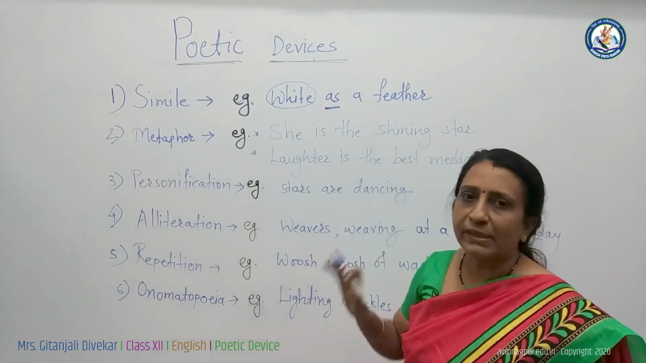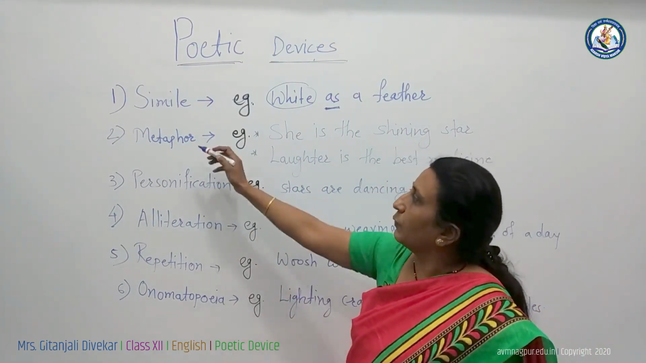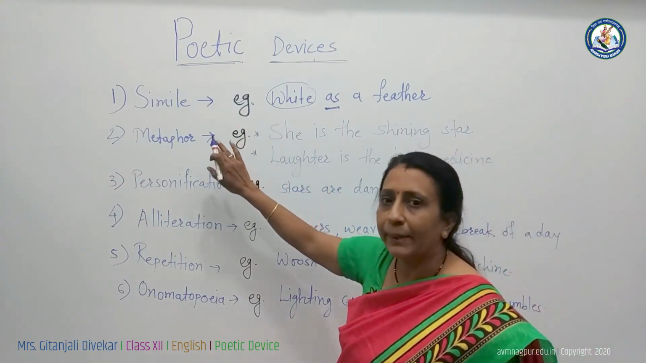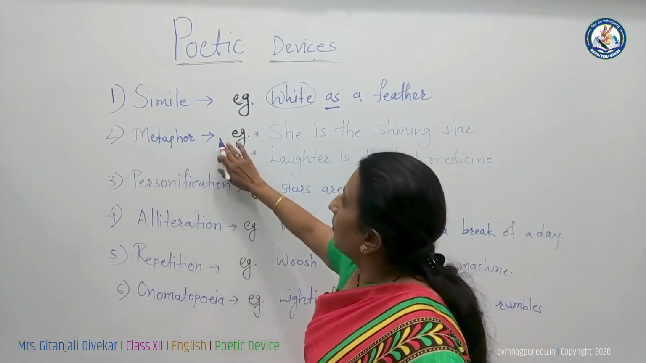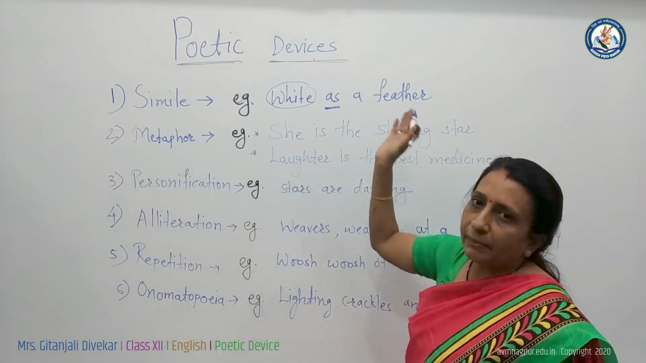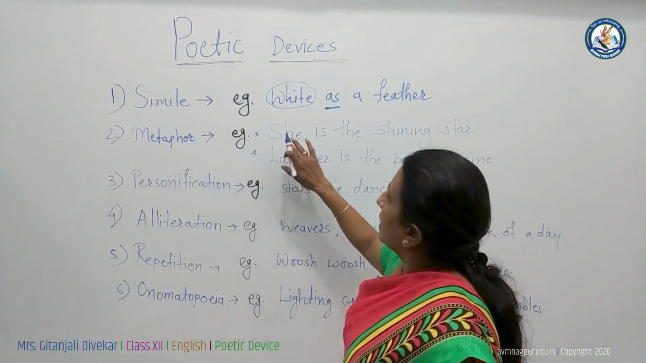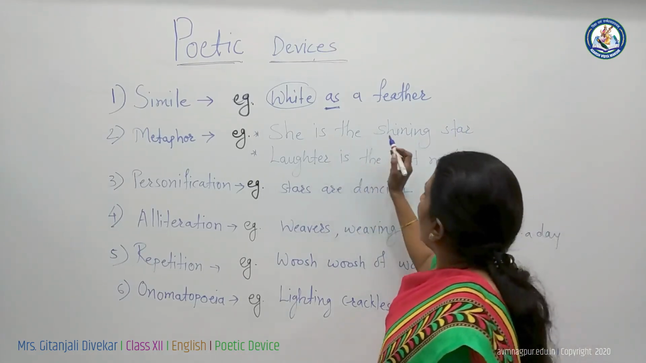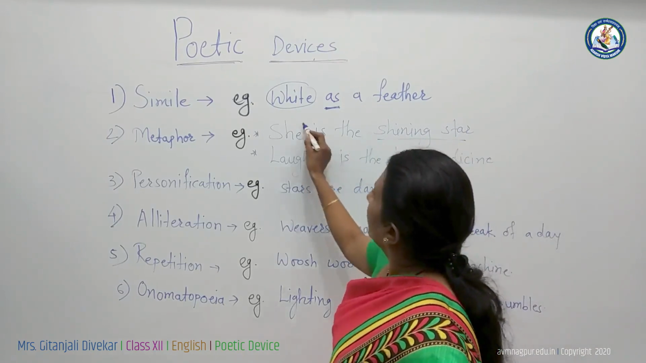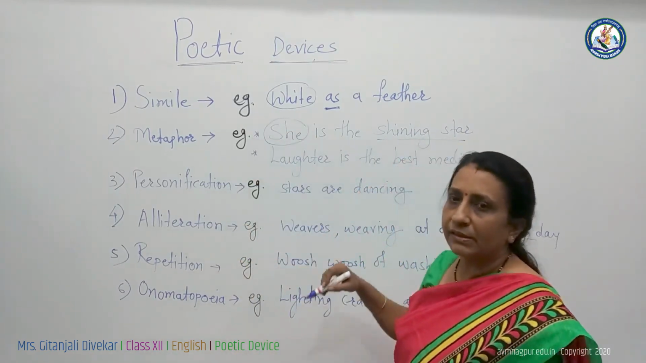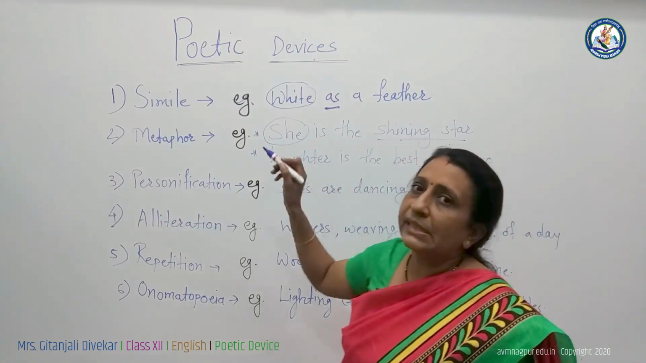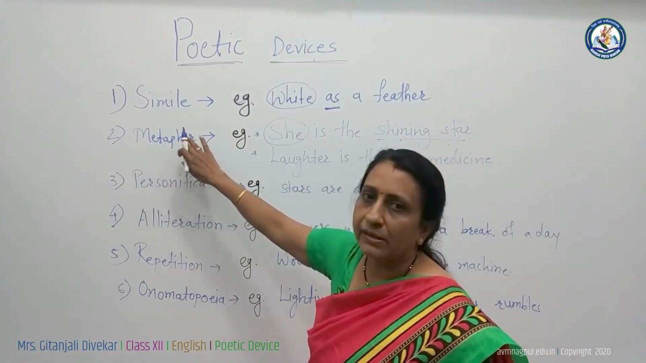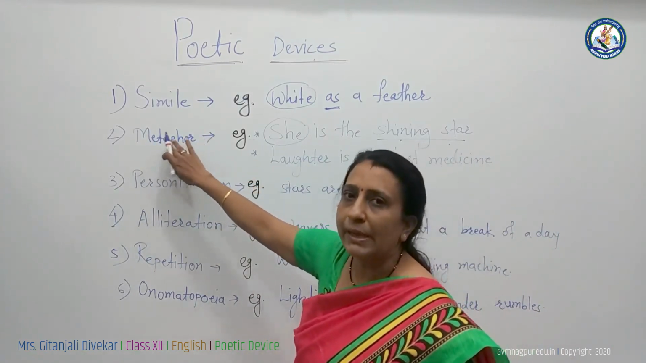Now let us come to the second figure of speech, metaphor. Yes, metaphor is also based on comparison. But in metaphor, you will find it is not the direct comparison. It is indirect comparison or implicit comparison. When something is given the quality of some other object. See, you can see the example. She is the shining star. Here, shining star. Who is supposed as shining star? She. The person is considered as a shining star. You can say it is implicitly compared. So, in this example, you can say that the figure of speech here is metaphor.